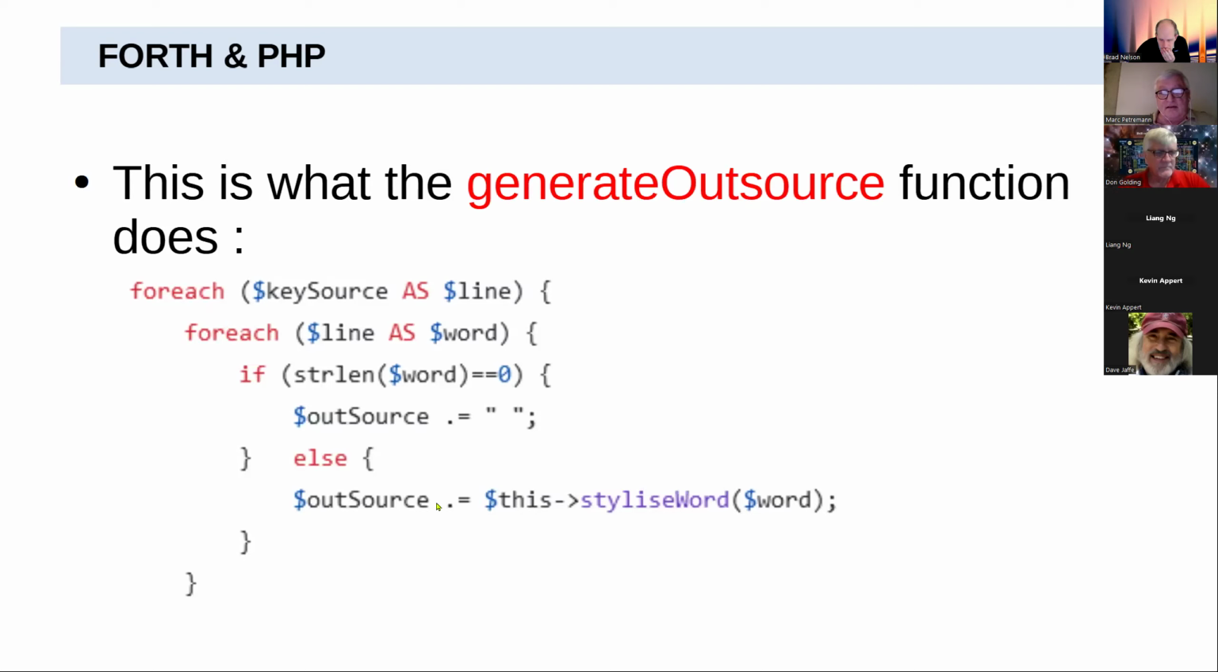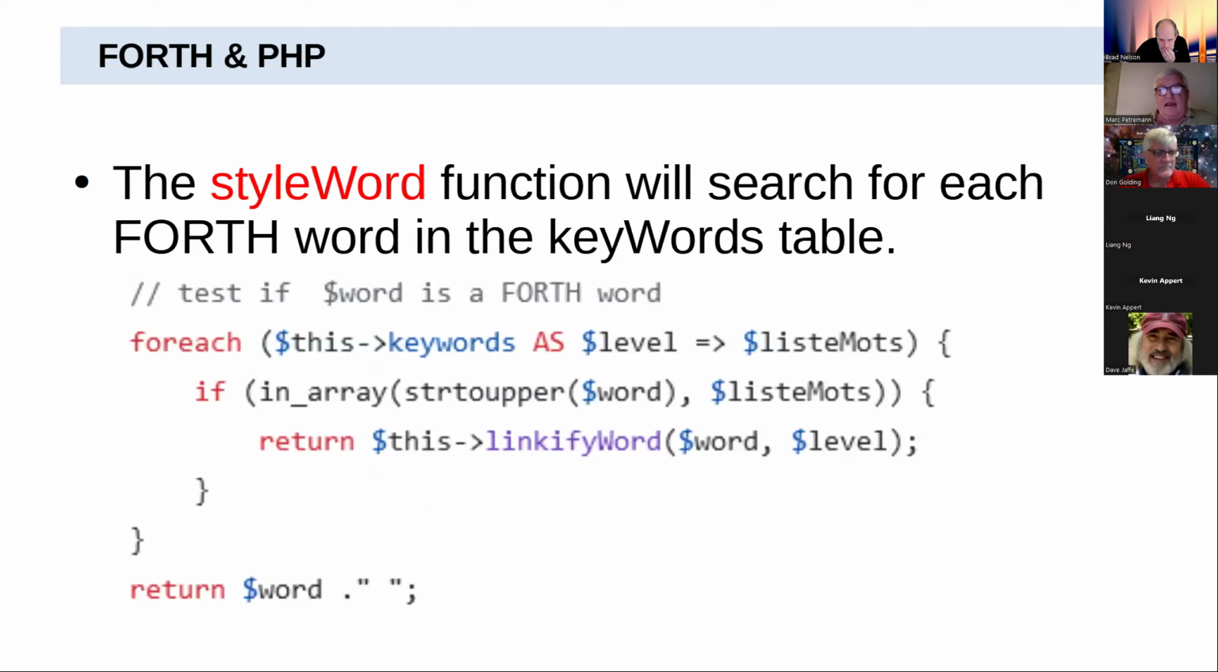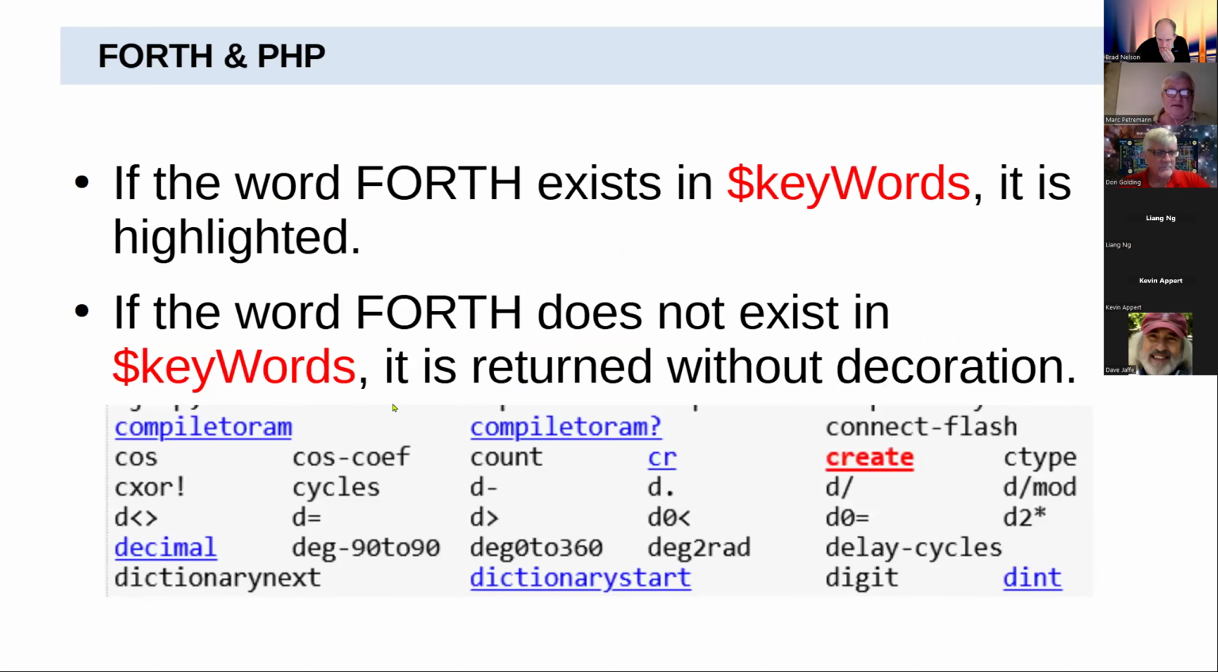In the second line, if the word is not a space, it tries to stylize the word. The stylize word function is very simple. I have a table with known words, not false words. And if a word is found, it's decorated with links and color. So here you have an example. If a word is found, it's underlined in blue and clickable.